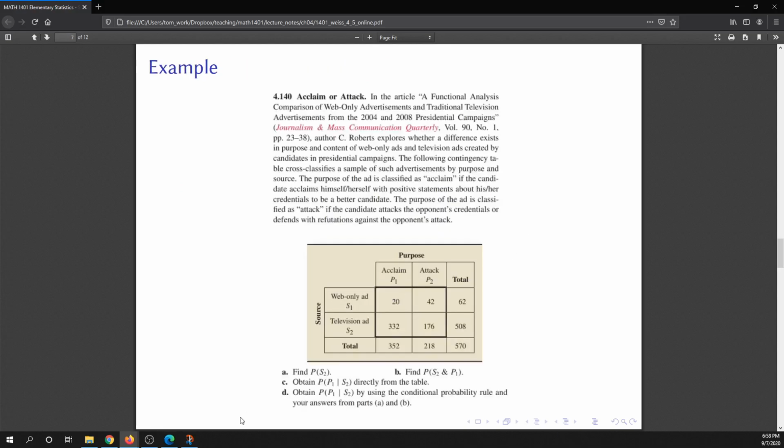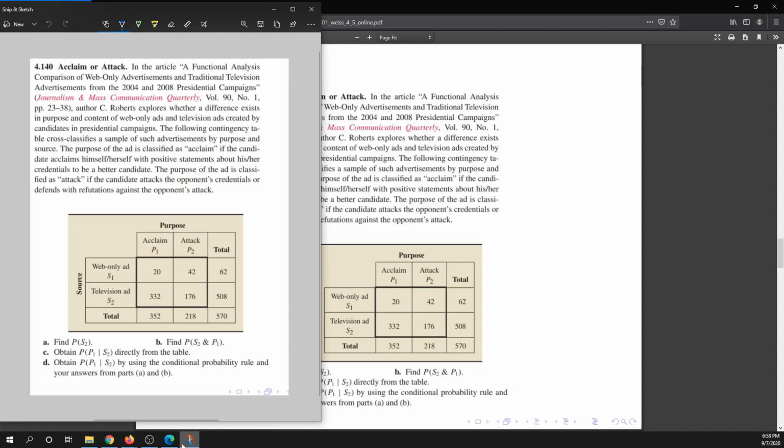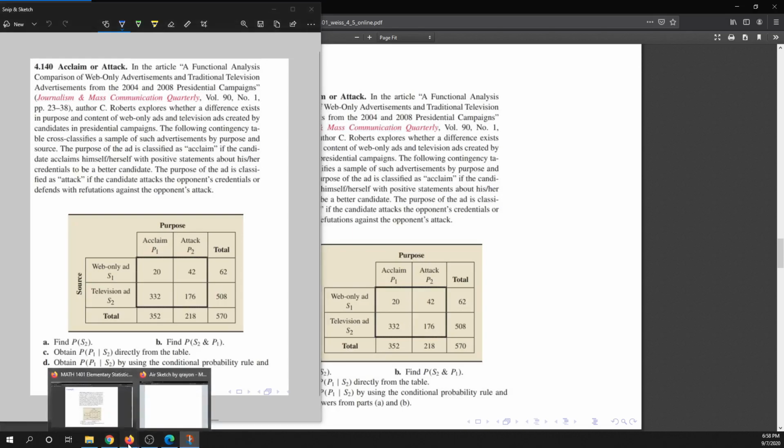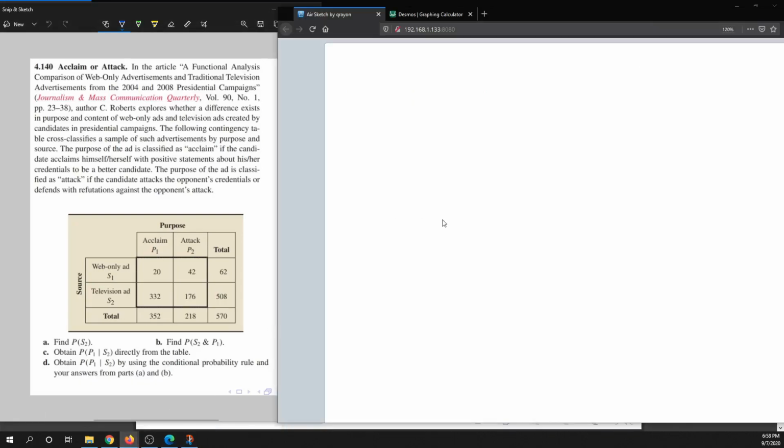All right. And here's the problem. I'm just going to pull it up here, and hopefully get this correct. Okay. So this is problem 4.140 from our book, A Claim or Attack. In the article, a functional analysis comparison of web-only advertisements and traditional television advertisements from the 2004 and 2008 presidential campaigns, which appeared in Journalism and Mass Communication Quarterly, author C. Roberts explores whether a difference exists in purpose and content of web-only ads and television ads created by candidates in presidential campaigns. The following contingency table cross-classifies a sample of such advertisements by purpose and source.